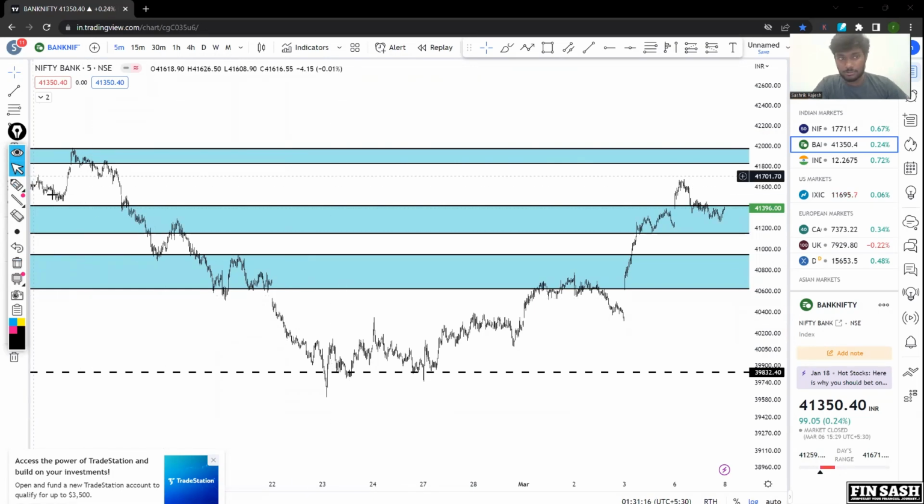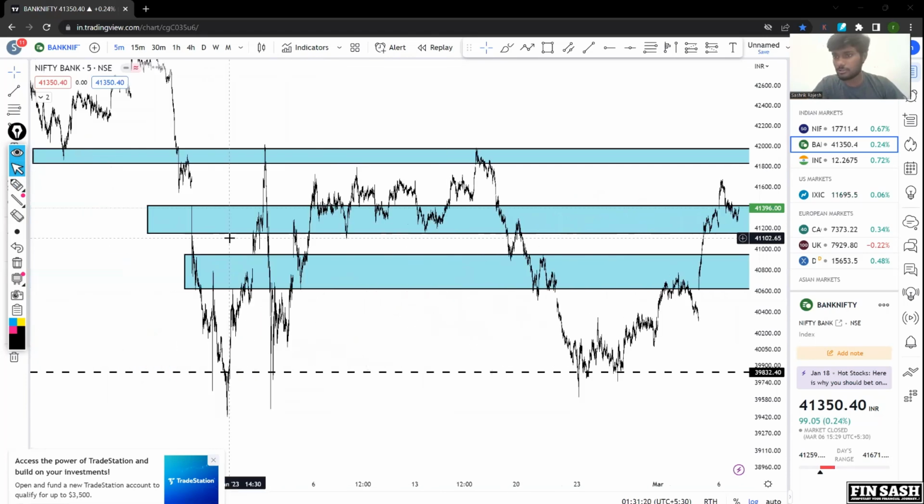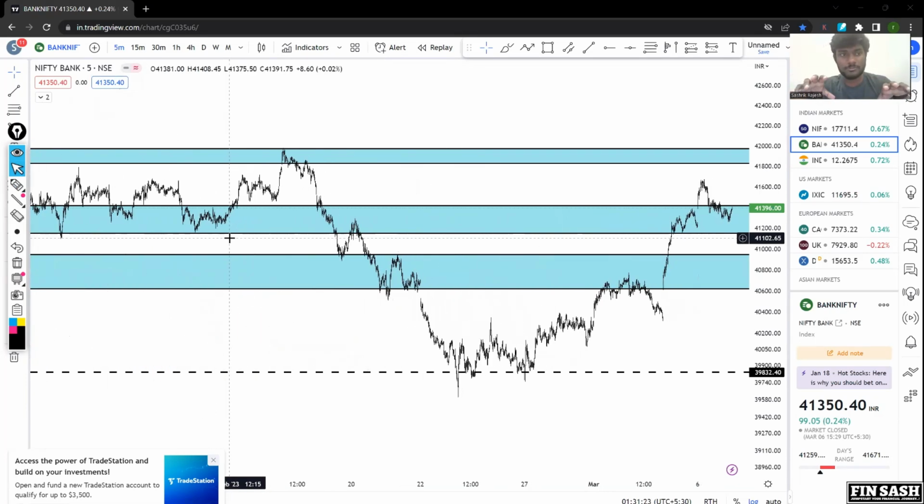All right, guys. So that was for the trading intraday. For the swing trading, it's the same concept. Go to the 1 hour time frame for the entry, 1 day time frame for the levels, maybe 1 week time frame just to see what's happening in the market.